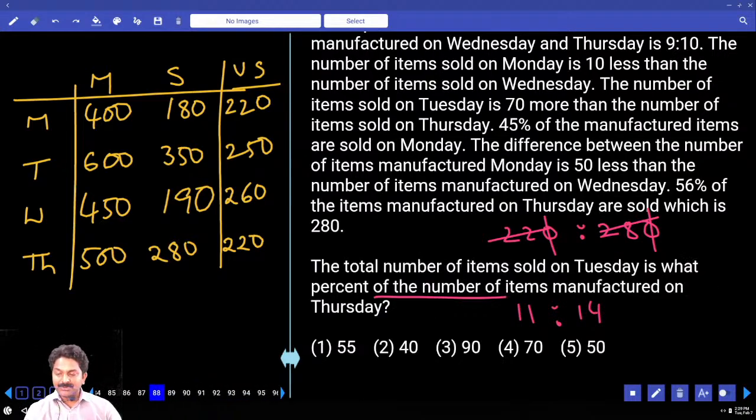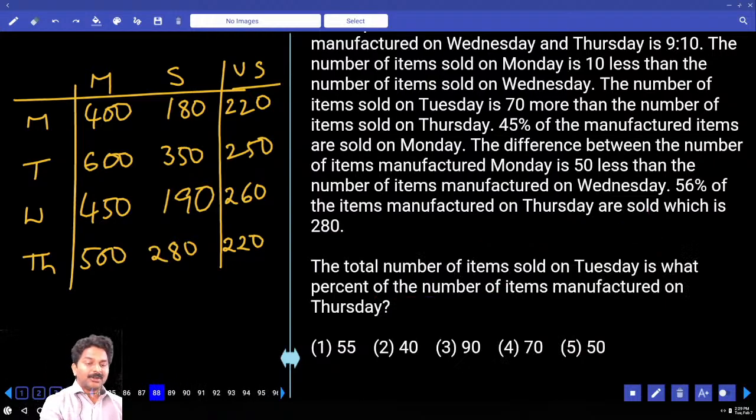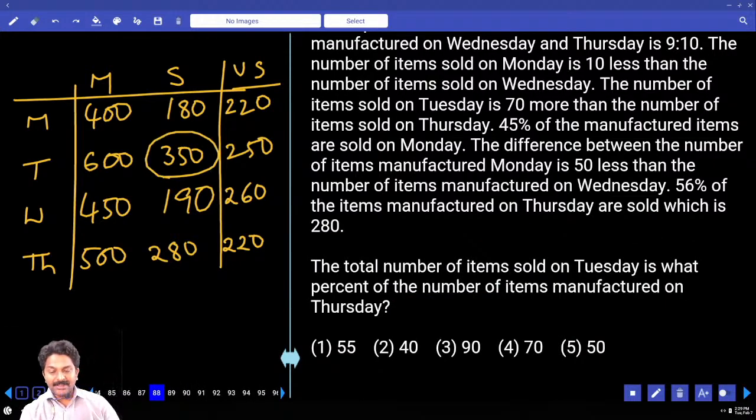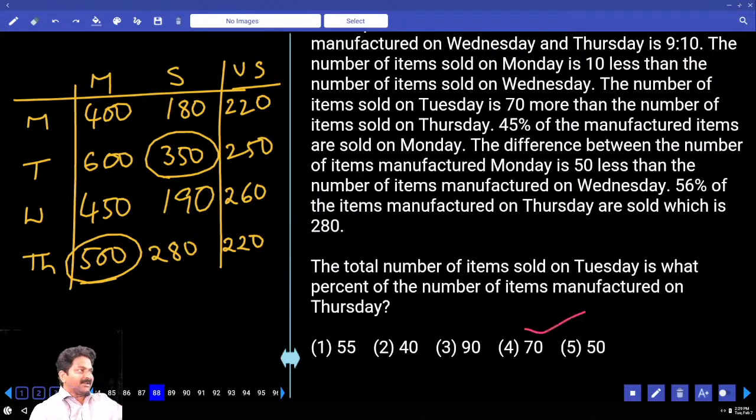Total number of items sold on Tuesday, 350, is what percent of number of items manufactured on Thursday? With respect to 500, 350 is what percent? Direct answer. In 500, 10% is 50. 50 is there 7 times, so it is 10% 7 times. Correct?